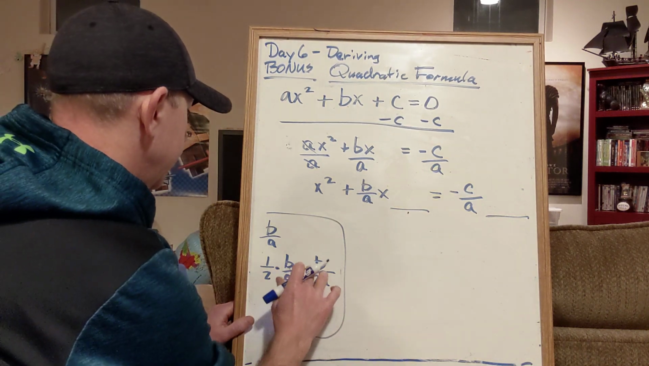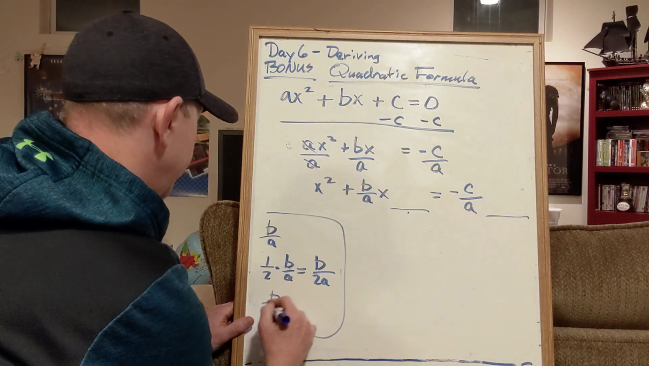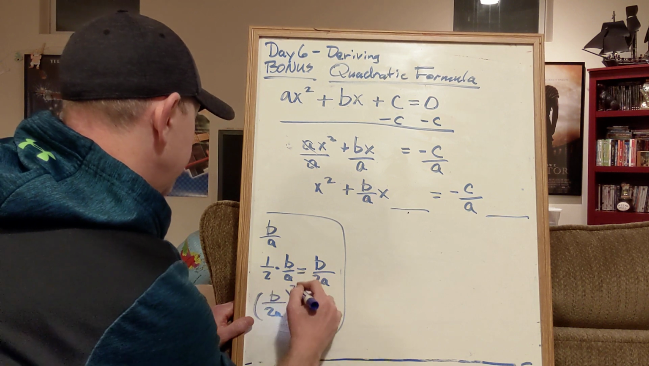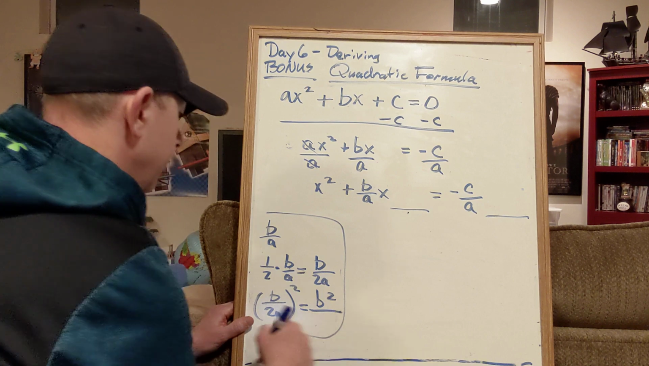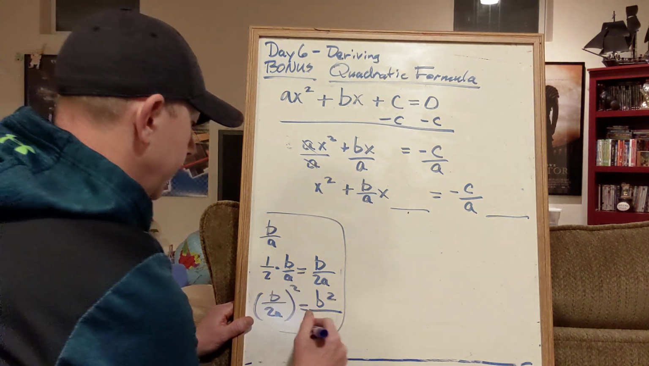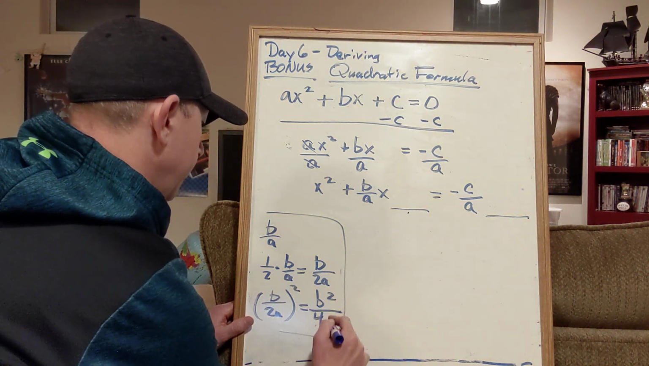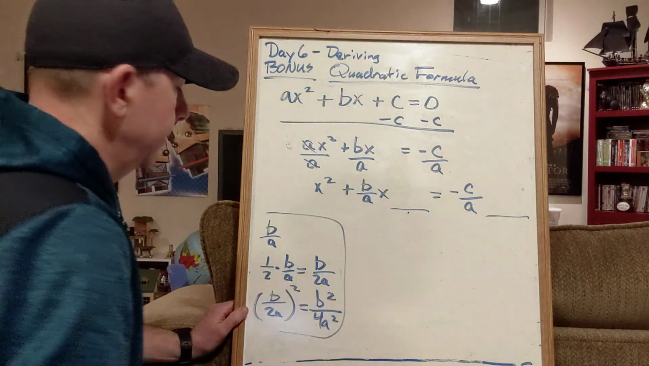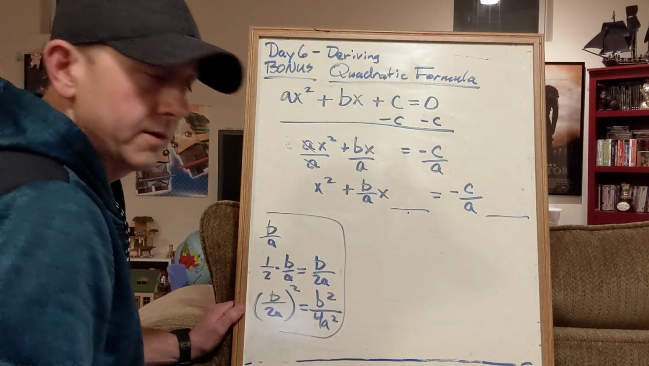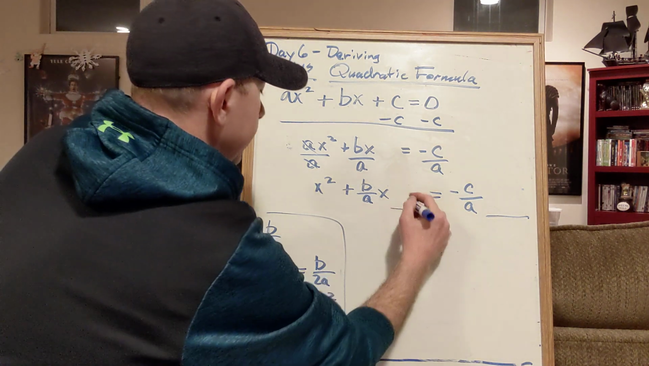So now we have to take this one, the b over 2a, and square that one. So up top, we get b squared over 2a squared. So 2a times 2a is 4a squared. All right, so those are our three amigos, or like I said, you can call them whatever you want. And that's going to fill in the blank.